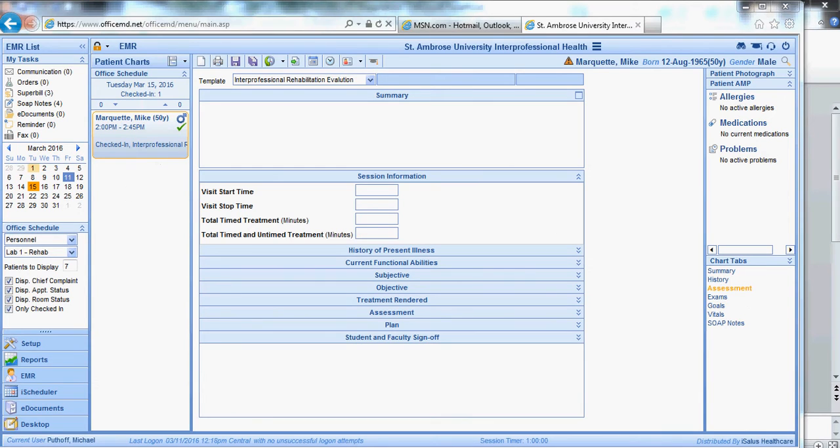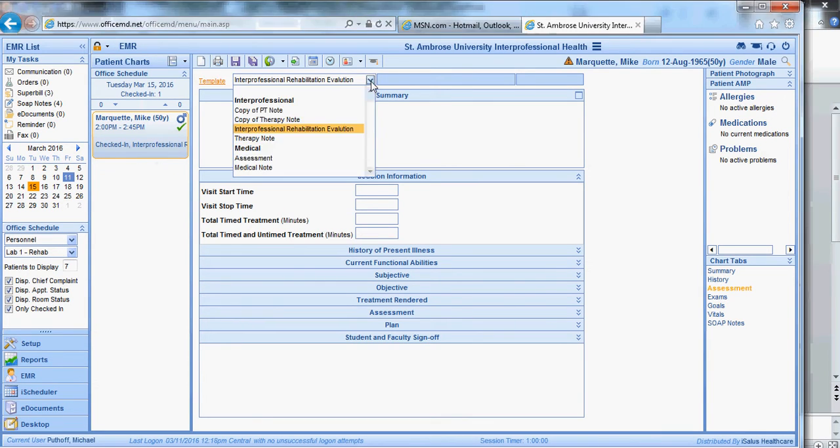Think about this as where we're doing our primary note, and what you need to do is make sure you're in the right template at all times. We are doing an evaluation, and I have a few more things on here because of my role in the clinic, but you will likely only see interprofessional rehab eval in the therapy note. Make sure rehab eval is checked, and that's our default.